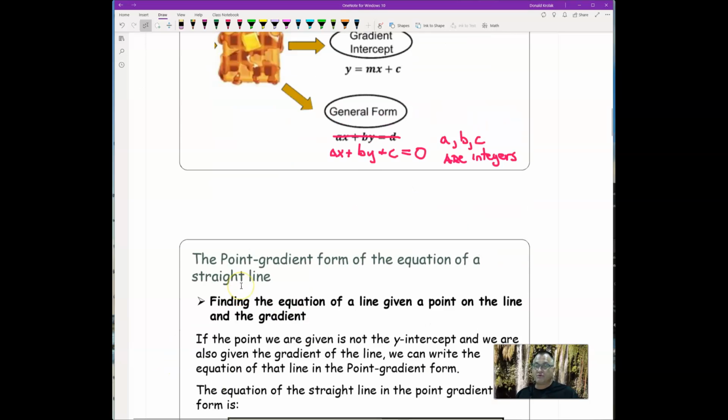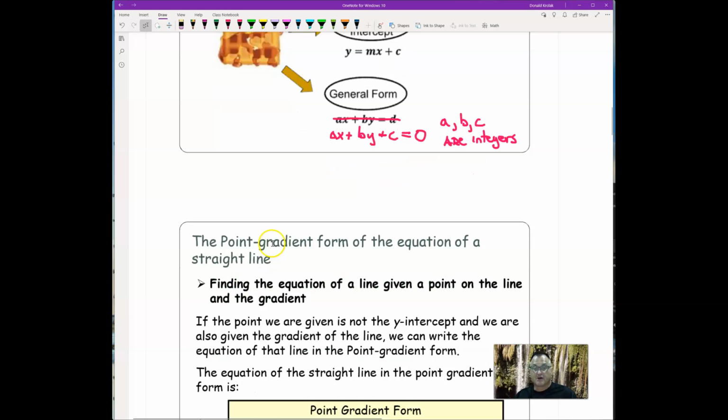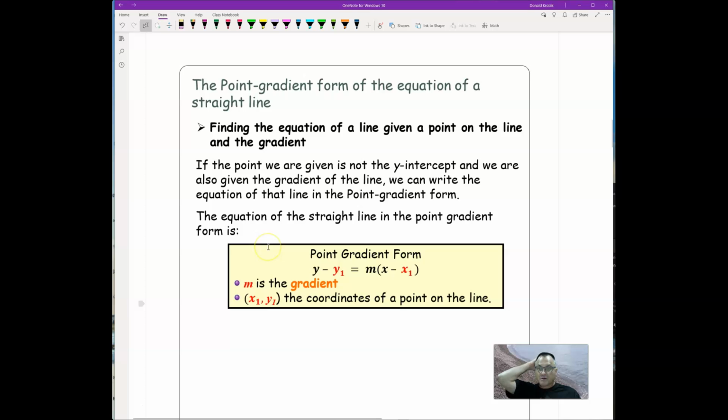So point gradient form is probably the most useful out of all the different formats that we have. If you're given a point that is not the x-intercept, and you know it's not the x-intercept, because the x-intercept will always start with a 0, it'll be something 0 blank. That's the x-intercept. So when you have a point that's not the x-intercept and you have the slope, you can plug it into this form and have your form or your equation for a line.